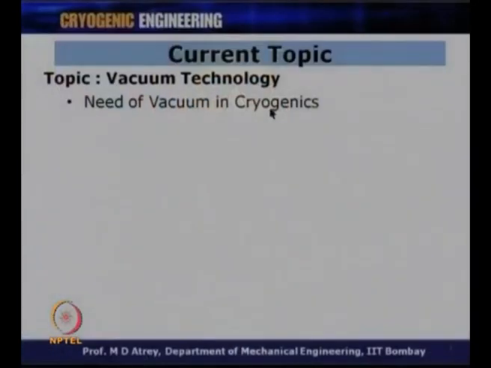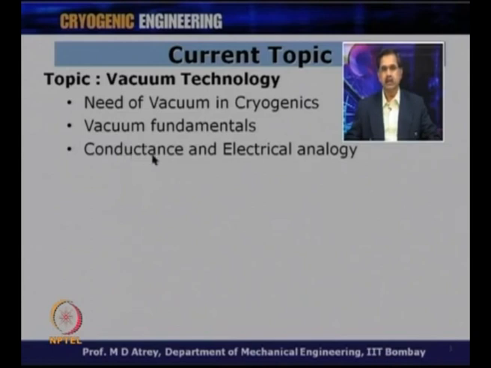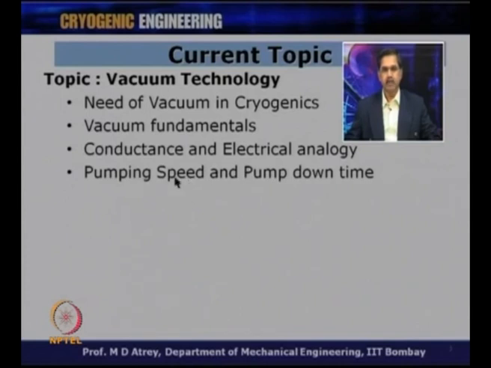So, under this topic, we will understand what is the need of vacuum in cryogenics, although it is a little bit clear from the earlier topic when we covered cryogenic insulation. We will know what are vacuum fundamentals, very basic knowledge to understand how good vacuum can be obtained, what are different technologies, what are different nomenclatures that are used to get good vacuum. Then what is conductance and electrical analogy applied to vacuum technology. Pumping speed, we use various pumps, how do we get different pumping speeds and what are pump down times for respective pumps. And then we will talk in brief about some vacuum pumps that are normally used.